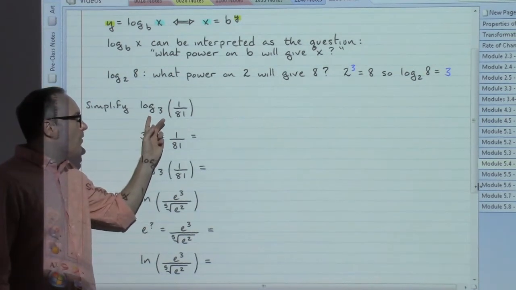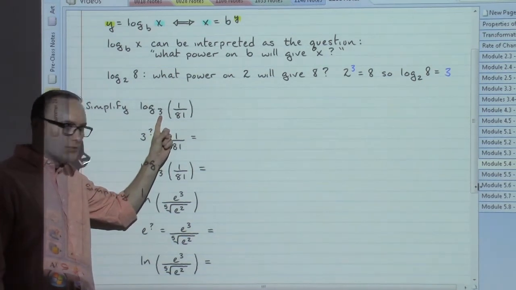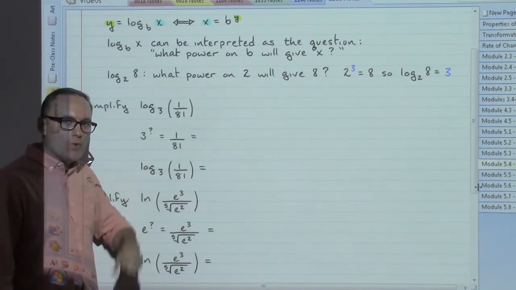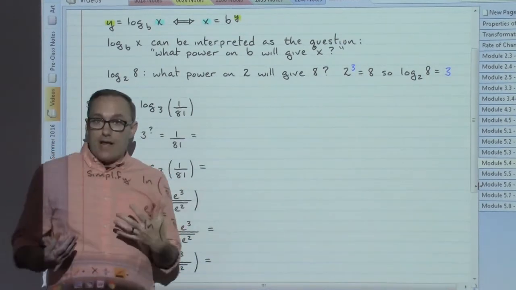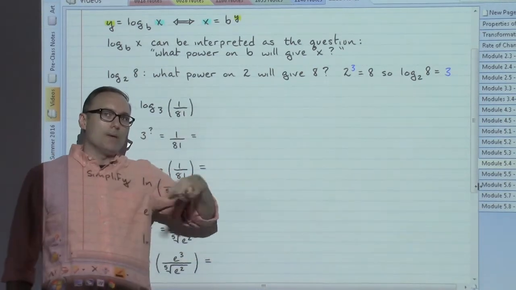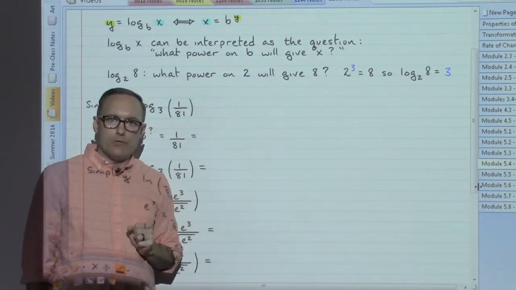But what power on the base 3 will generate the number 1 over 81? We've got to backtrack things. We don't know what that power is. We're going to start with the 1 over 81. We're going to backtrack that eventually to a 3 that has a power attached to it.